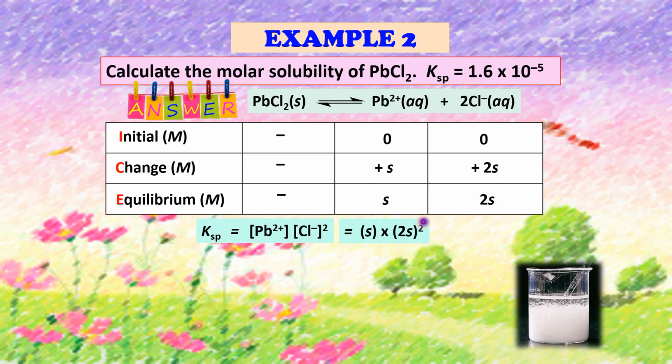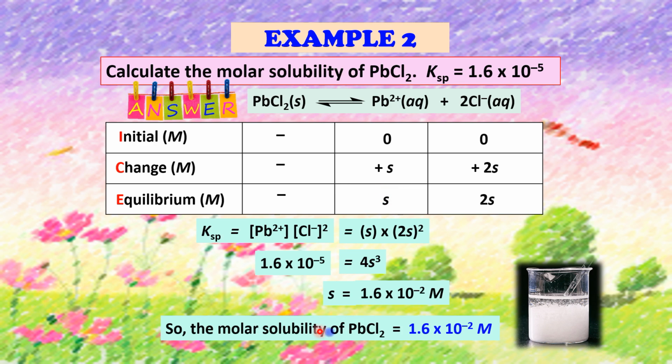Okay, don't forget here is power of 2. Okay, we get like this. For S cubed equals KSP, and then you will get this answer. So, S here refers to the molar solubility. Okay, so the molar solubility of PbCl2, which refers to S, is 1.6 times 10 power of negative 2 molar, or you can write mole per liter.